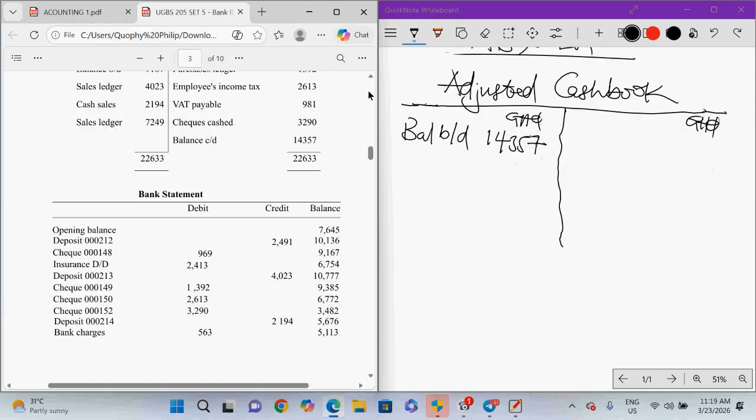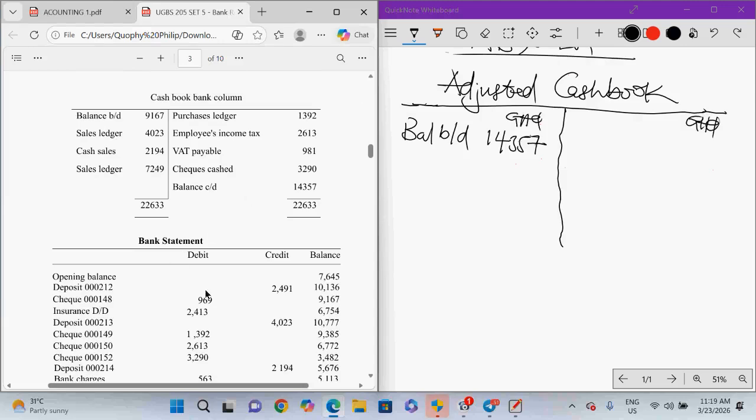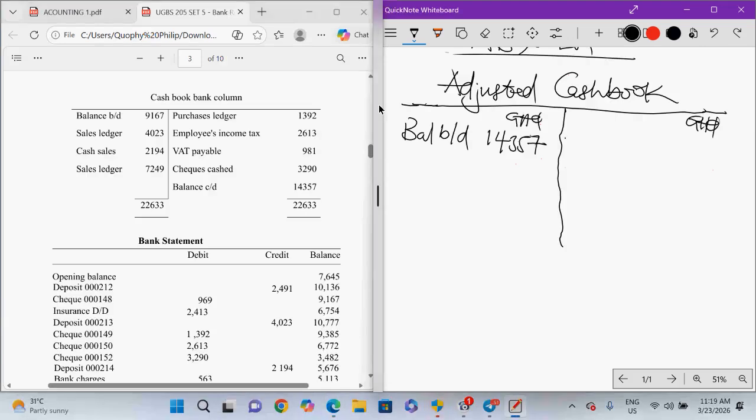Insurance. It means that they are saying that we paid an insurance of 2,413. But when we look at our payment side, we don't have any payment of insurance, right? Because of that, we are having different figures. That's why our accounts do not have the same balance. So insurance will feature here because they have an insurance amount.